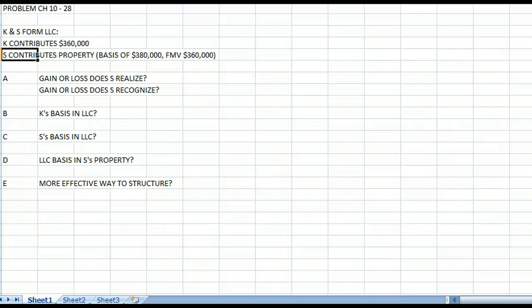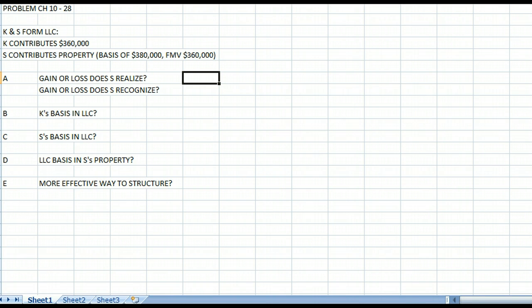So the first question in A says, how much gain or loss does S realize on the transfer? Then they want to know how much is recognized. So realize there's a difference between what is realized and what is recognized. What is realized is really what comes out of the transaction. What is recognized has to do with what you report for tax purposes. Okay? So what gain or loss does S realize?